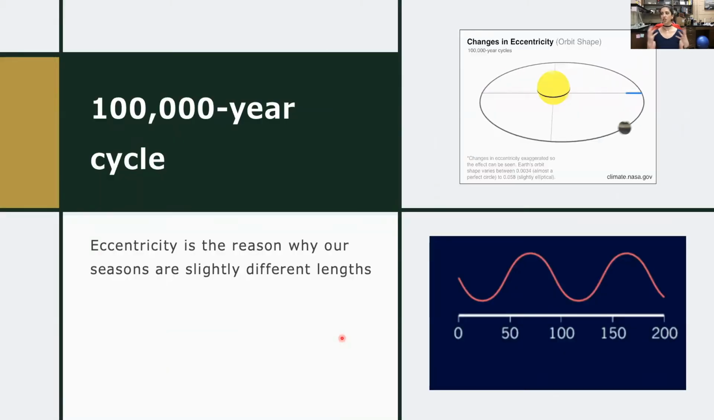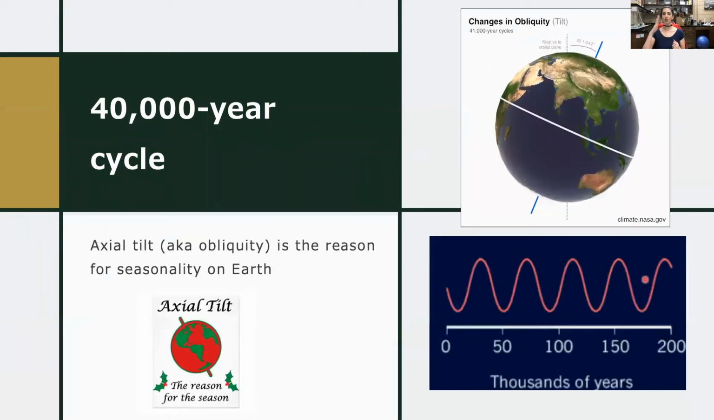The first one is changes in eccentricity, or the orbital shape. Again, this is a 100,000 year cycle, and we have changes in Earth's orbit shape going from really elliptical to more circular. And the changes occur roughly every 100,000 years. So the change in orbit shape, or eccentricity, is the reason why we have seasons that are slightly different lengths on Earth.